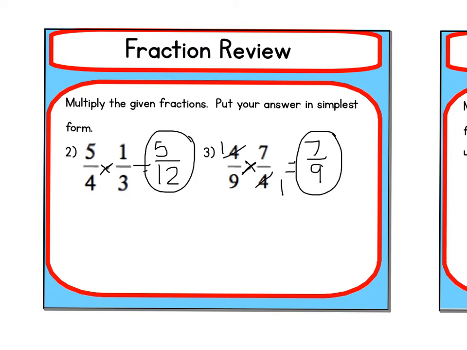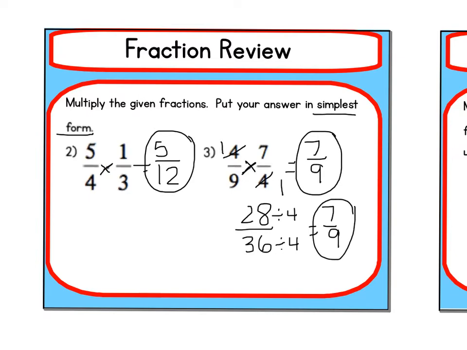If, however, I had not reduced at the beginning, I could do top times top, which would give me 28, and bottom times bottom, which would give me 36. But at this point, my fraction is not in simplest form, and if you look at the directions, it says to put it in simplest form. So what I would have to do is, at the very end, divide both the top and the bottom by 4, which would reduce down to 7/9. I don't care which way you do it, but you want to make sure that you're following directions and keeping your answer in simplest form.